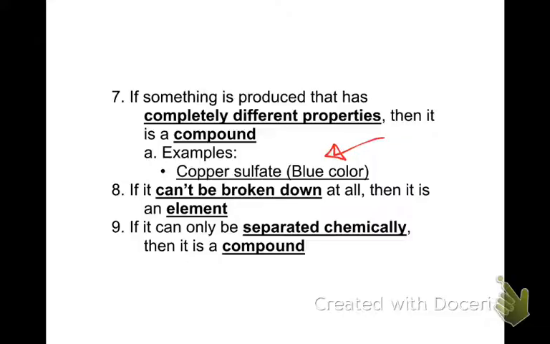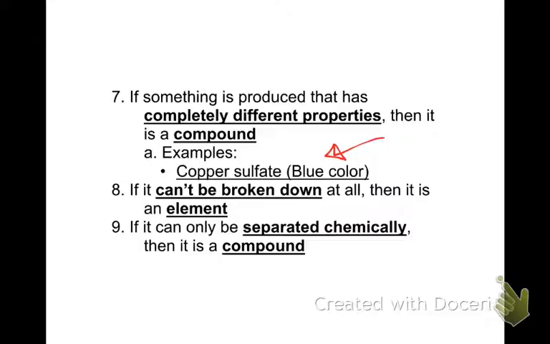If it can't be broken down at all, in any way, shape, or form, and I'm not talking about crushing a crystal but about the atomic level, then it's an element. If you've got lead and you can't imagine separating lead from lead, you're right, because lead atoms cannot be broken down at all, for our purposes right now. So it's going to be an element.